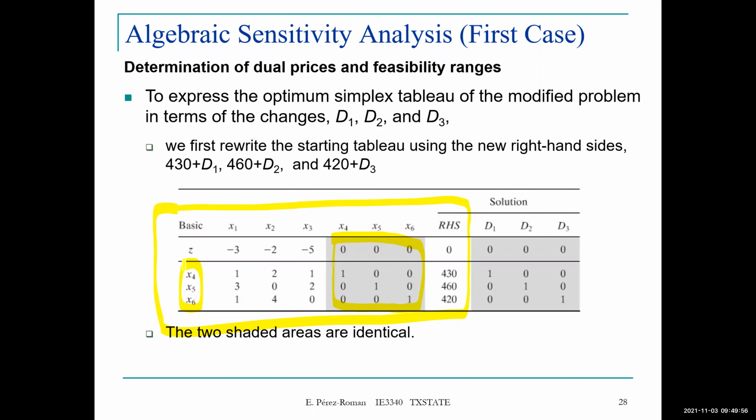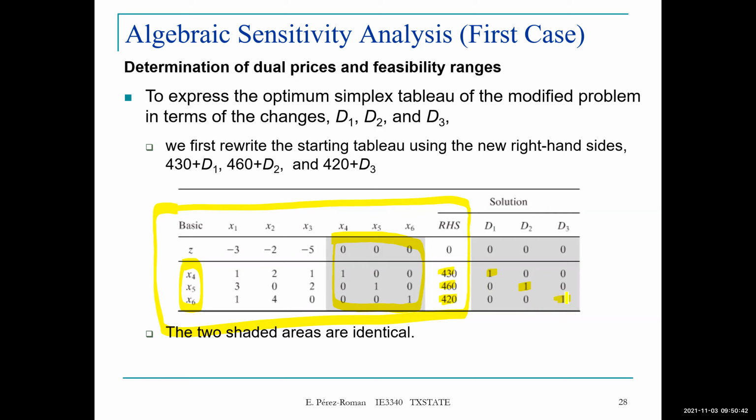So for us to perform this sensitivity analysis in terms of the right-hand side of the constraint, we have to set up that initial tableau differently. Now this is the original tableau in yellow, and we are adding those 3 extra columns to this tableau for D1, D2, and D3. And you see those are listed after the right-hand side column. D1 is associated to the first constraint, D2 is associated with the second constraint and 460, and D3 is associated with the third constraint.